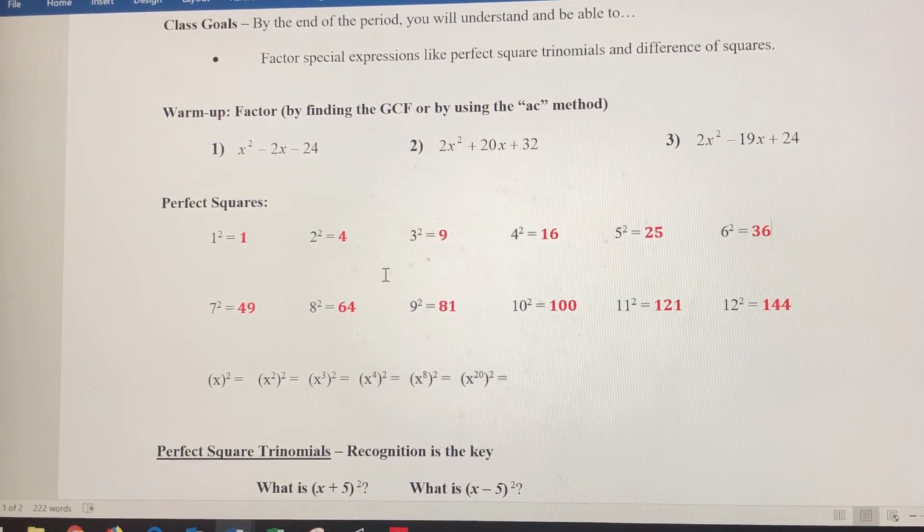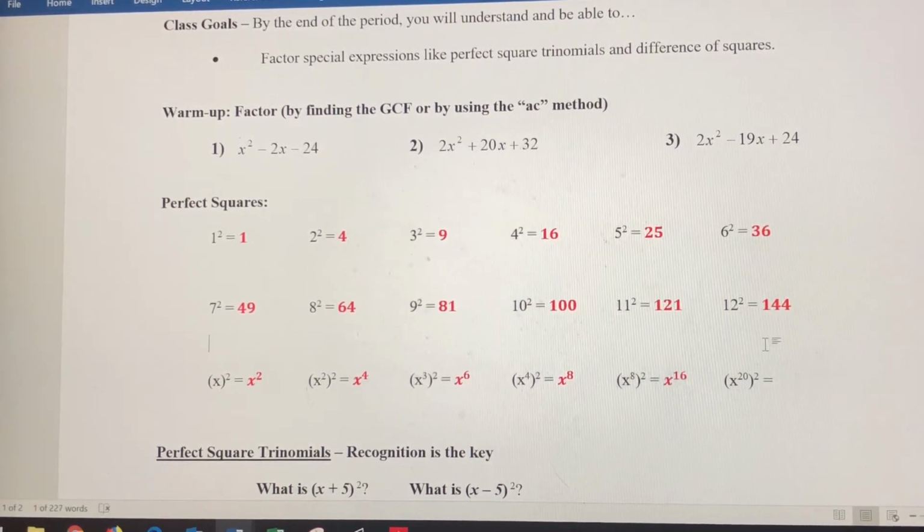For variable perfect squares, when you square x, you get x squared. When you square x squared, you get x to the 4th. When you square x cubed, you get x to the 6th. When you square x to the 4th, you get x to the 8th. When you square x to the 8th, you get x to the 16th. When you square x to the 20th, you get x to the 40th. Obviously, I've skipped some in here, like x to the 5th squared and x to the 6th squared. But the one thing you need to notice is that each of these is considered a perfect square and they have an even number for an exponent. So if you have a variable expression and the exponent is even, then that's considered a perfect square.